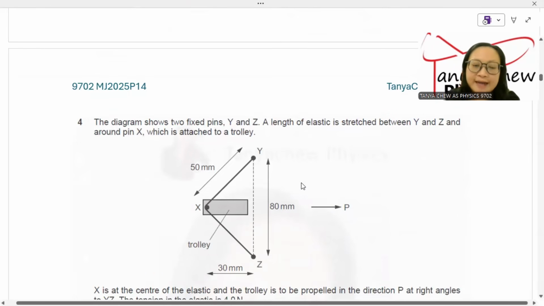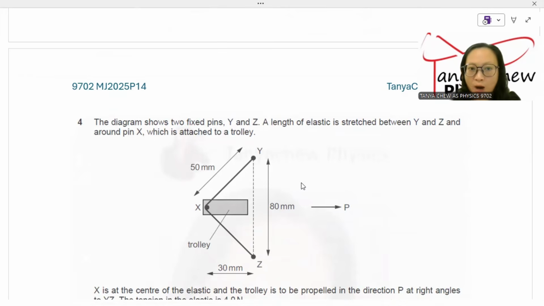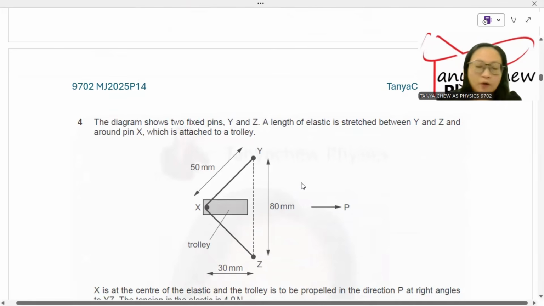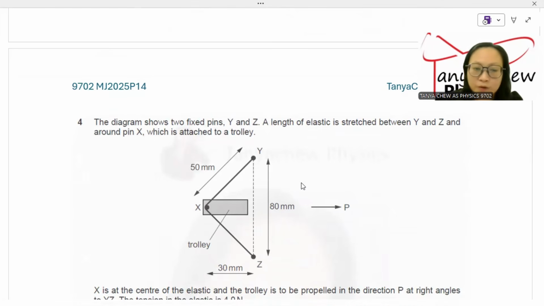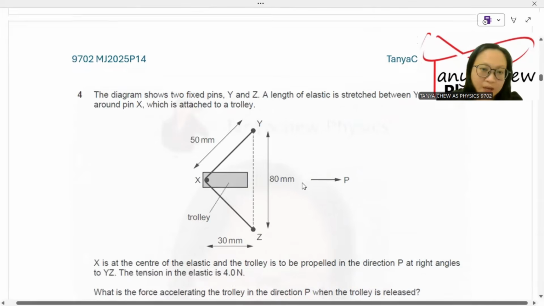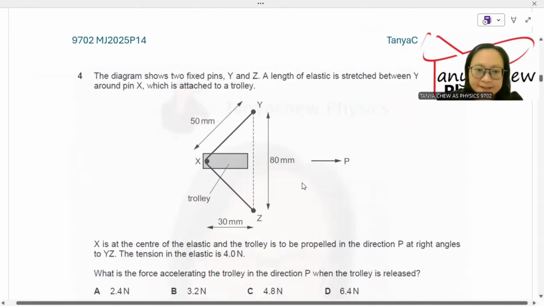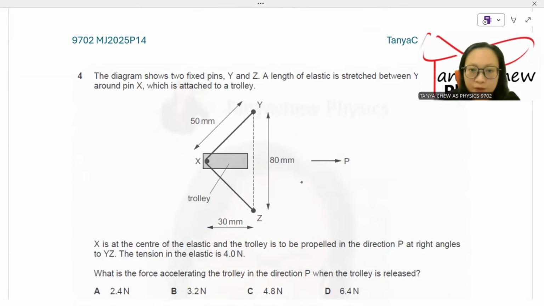Number 4. The diagram shows two fixed points, two fixed pins, Y and Z. A length of elastic is stretched between Y and Z and around the pin X, which is attached to a trolley. X is at the center of the elastic and the trolley is to be propelled in the direction of P. This is where force is being applied.